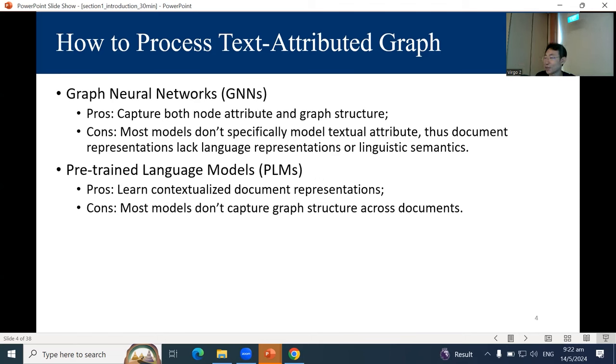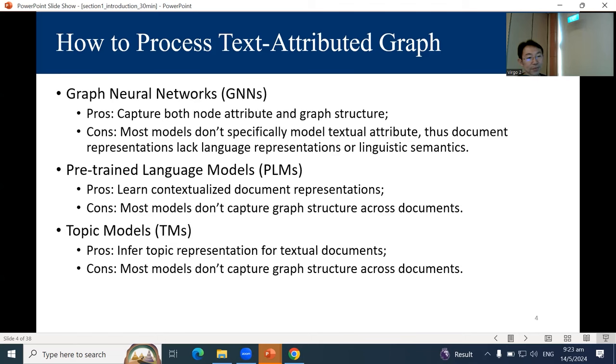Now, the other space, of course, is to look at the text. Now, what do you do with text? There are many things you can do with text, but when you talk to people today, they will think directly of pre-trained language models. And indeed, this is the current space that is very active. But of course, the flip side of the language models is that they don't capture the graph structure. So they think of every textual sentence, paragraph, and so on as essentially being standalone, as opposed to having this notion of connectivity.